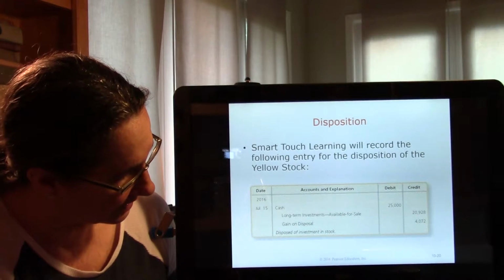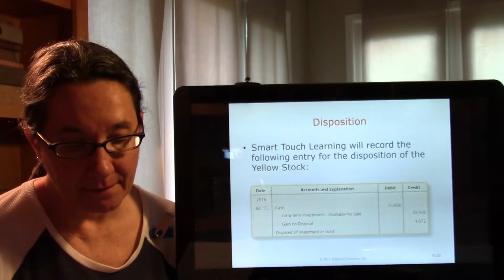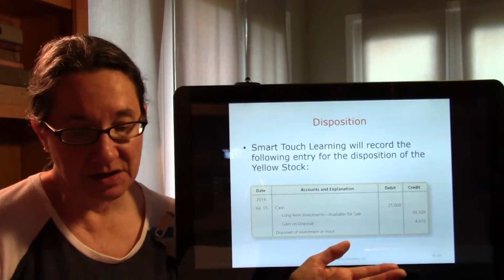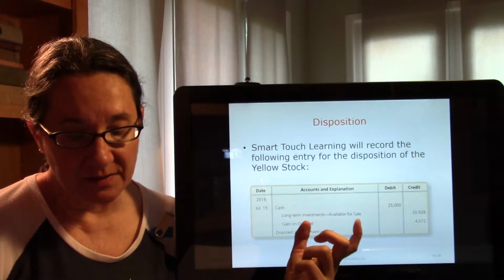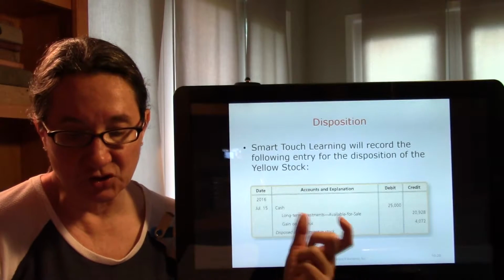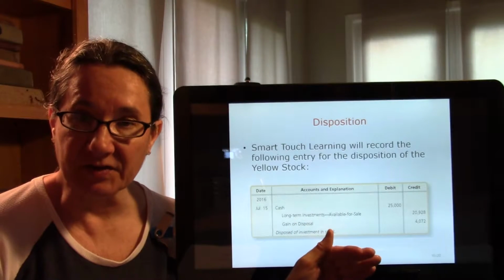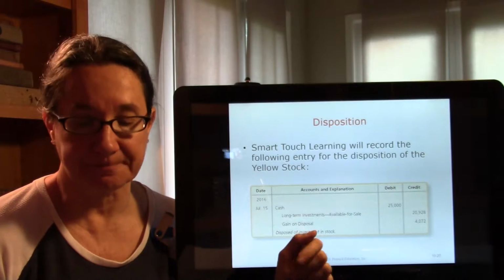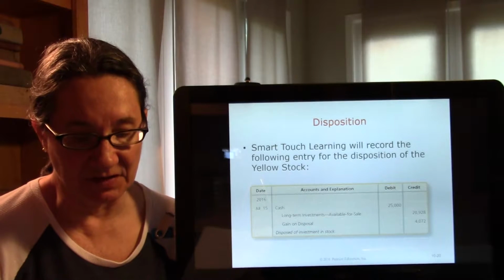So when we record that, we're going to record the cash. Of course, when we sell them, the cash came in. So cash, debit, $25,000. The securities themselves, we put down the cost, $20,928. So long-term investments available for sale, the cost of them, the 800 times $26.16. And then the difference between that is the gain, or $4,072.